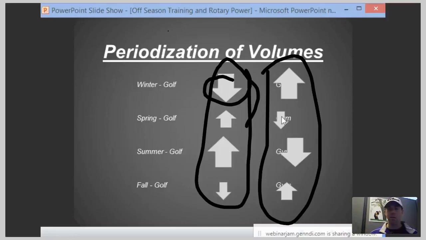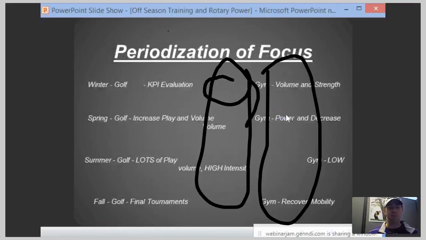So does that make sense, that volume is the biggest predictor of fatigue, or one of the biggest influences of fatigue? If you want to be more fresh, don't do less weight with more reps; do more weight with less reps. That will actually make you more fresh, less sore, and from a golf perspective, perform at a higher level.